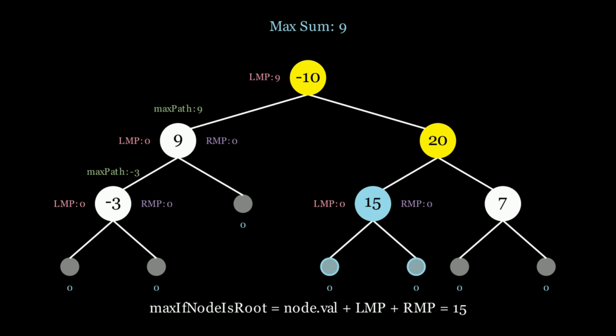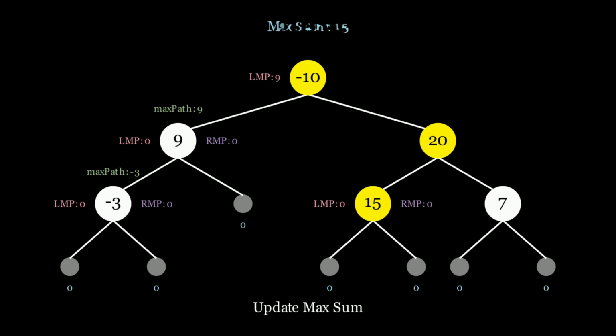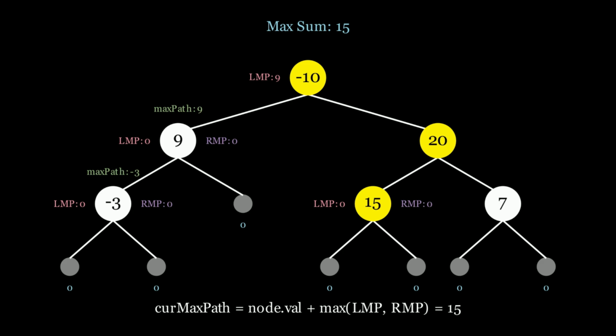Now at node 15, we have to treat it as if it's the root node to calculate the global max sum. This is going to be 15 plus 0, which is 15. 15 is greater than 9, which is my current max sum, so update the maximum sum. Let's use 15 instead. And now we calculate the current maximum path sum at node 15. It's going to be 15 plus the maximum between the left and right max path, which is just 0. All right, so now we go back to 20.